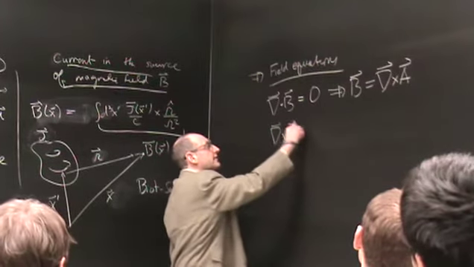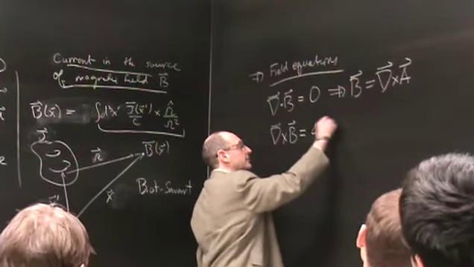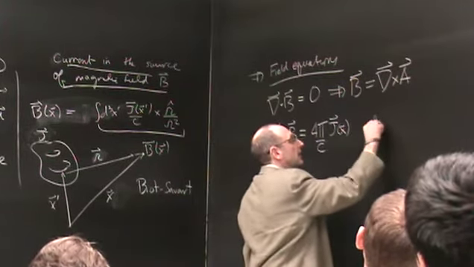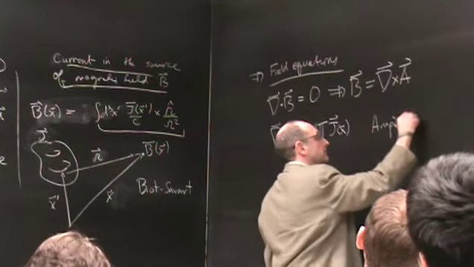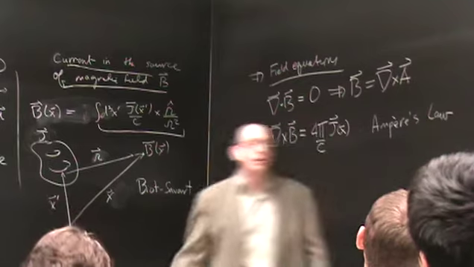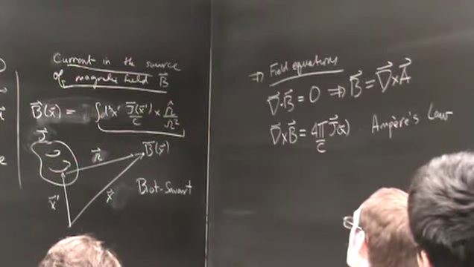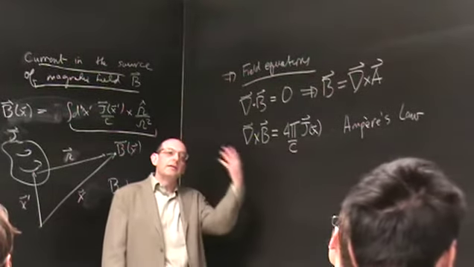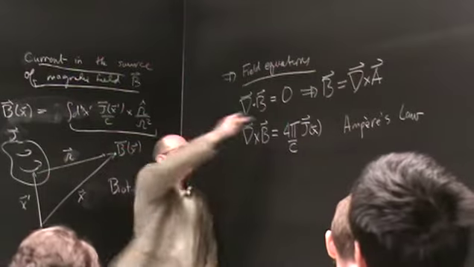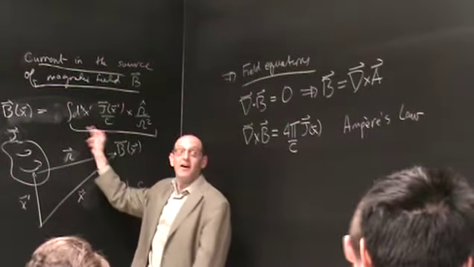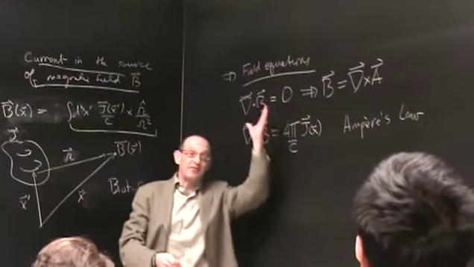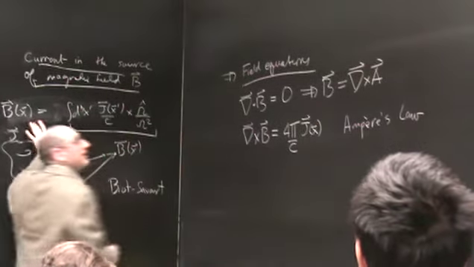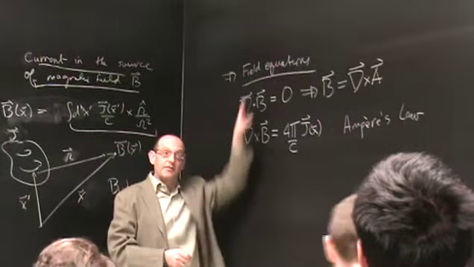The curl of B is not 0. It's given by 4 pi times J over c. And that is Ampere's law. Okay? So these are the fundamental equations of magnetostatics. We'll go backwards in a moment the right way and show that the Biot-Savart law is the solution to these equations. If I thought about these as the empirical laws, then this is the solution to these field equations.